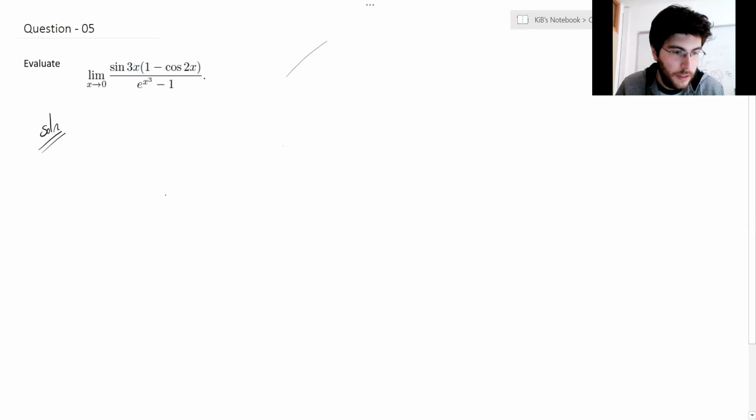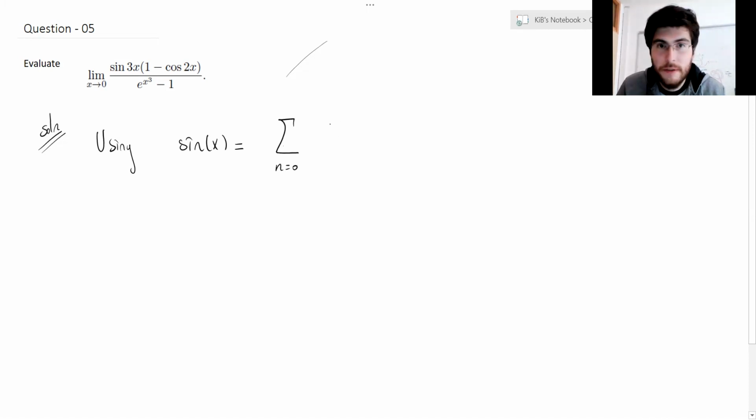And as before, we should recall and use the following series representations, for instance, the series representation for sine x. So we should remember this. What was it? We have odd powers, basically, x to the 2n plus 1 divided by 2n plus 1 factorial. This is sine x.